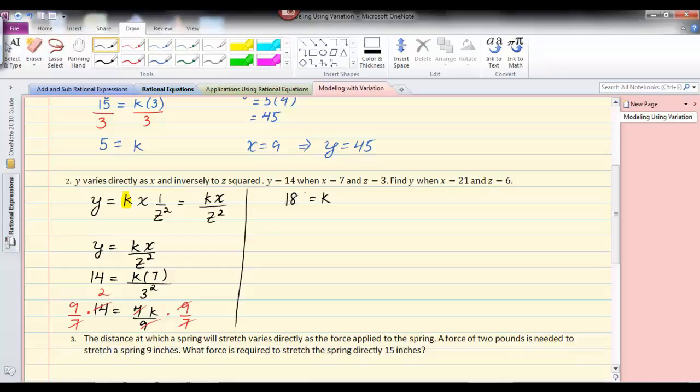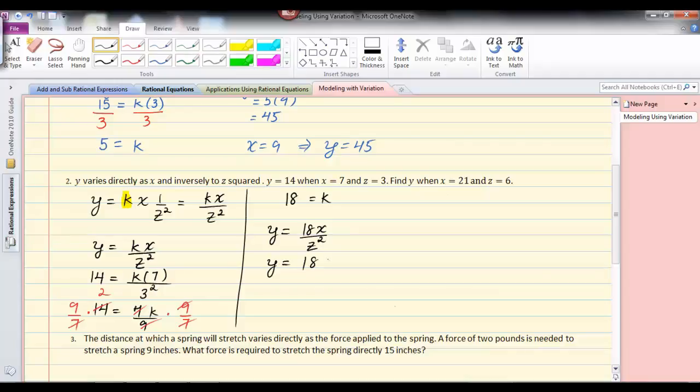So if I look at my equation, which was y equals kx over z squared, it will now be 18x over z squared. So that's my equation. The question is, find y when x equals 21 and z equals 6. So how do I do that? Well, plug in the information I have. So y is what I'm looking for, so y stays as y.